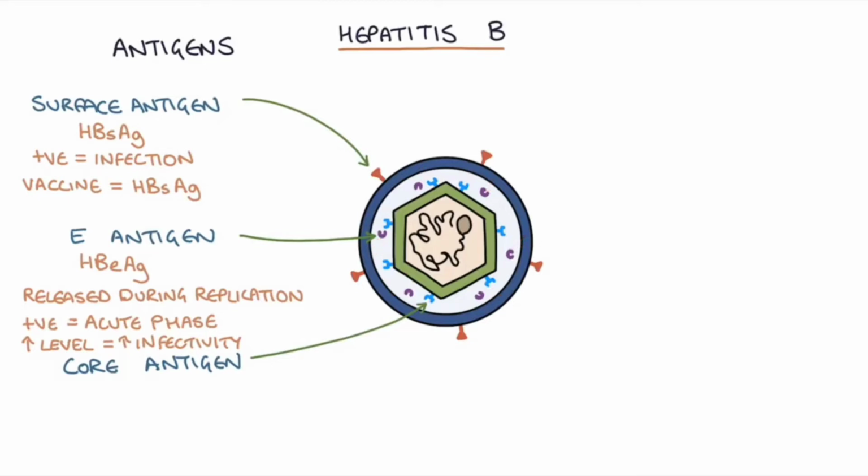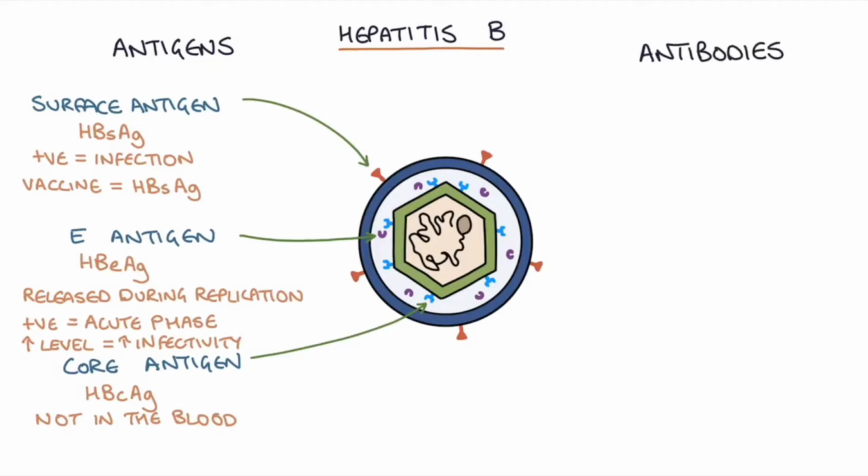Finally, we need to talk about the hepatitis B core antigen. This is found on the inside of the hepatitis B virus, on the core area of the hepatitis B virus. This antigen does not circulate in the blood, so it's not a helpful test on a blood test because it will be negative either way. However, it becomes relevant when we talk about antibodies. So next, let's move on to talking about the antibodies.